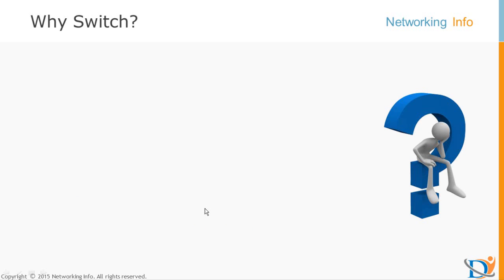Now the question that comes to mind is, why do we use a switch? The first answer is that a switch has multiple ports. If you want to connect two or more devices, then you can use a switch. Next, I would say a switch can be in half duplex mode and in full duplex mode. Half duplex is two-way communication but not at the same time. Full duplex is two-way communication at the same time.